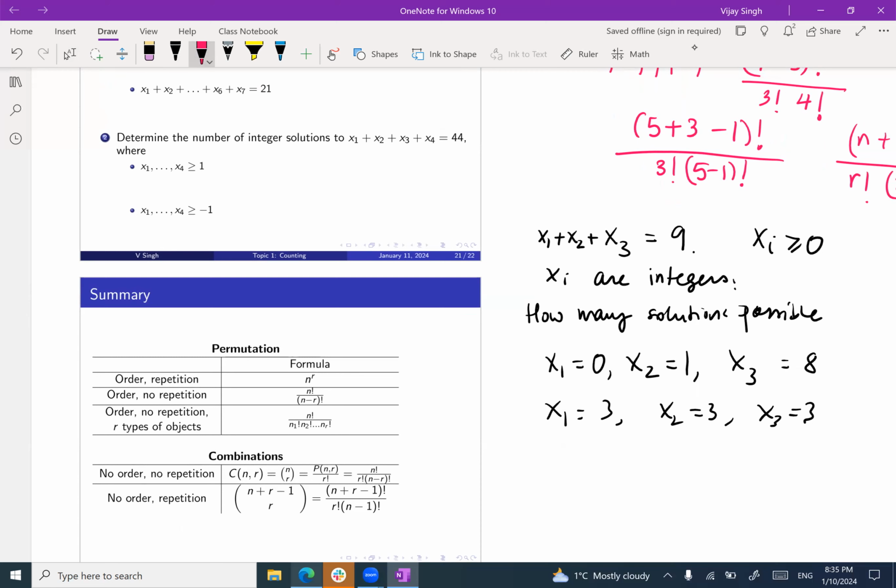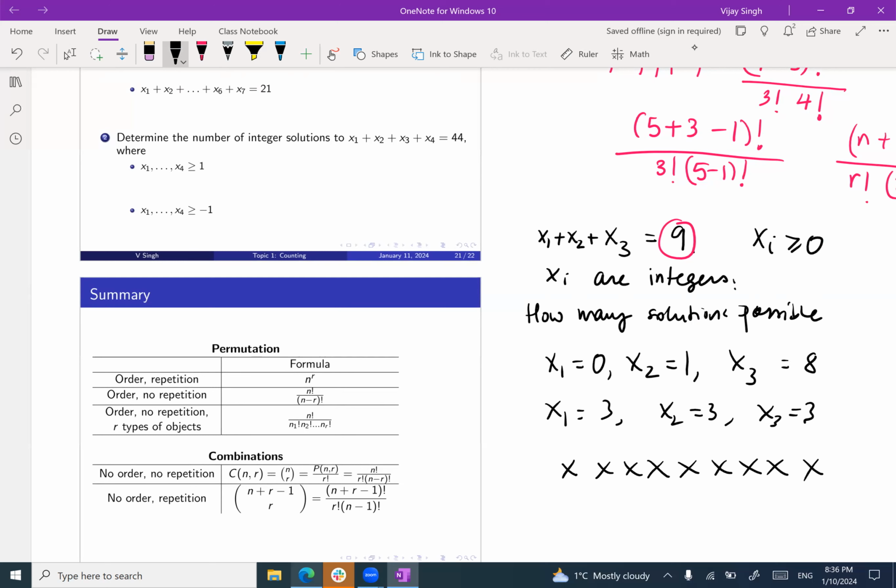We have 9 here, right? So let's say we have 9 of these: 1, 2, 3, 4, 5, 6, 7, 8, 9. Generally the bar is used for separating, right? So let's be slightly different and just use a cross for this. 1 cross, 2 cross, 3 cross, 4 cross, 5 cross, 6 cross, 7 cross, 8 cross, 9 cross.